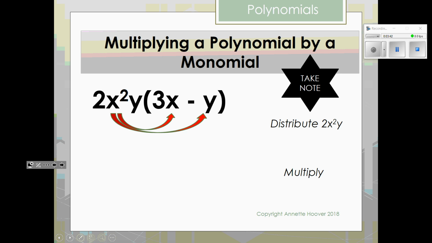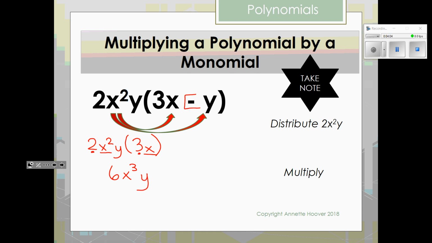Again, we have the distributive property, this time with a binomial. So I have the outside term, which is 2x squared y. I'm going to multiply it times the first term, which is 3x. I can multiply the 2 times 3, which is 6. X squared times x to the first is x cubed. And then I just have y.